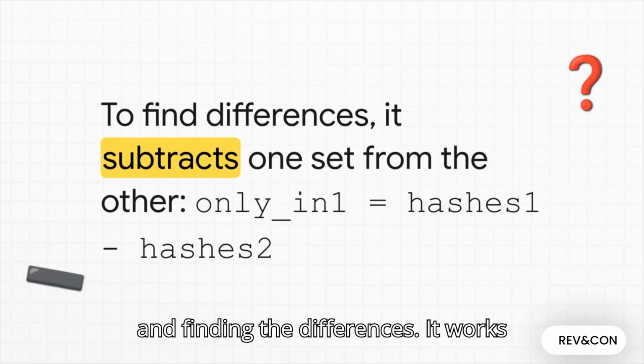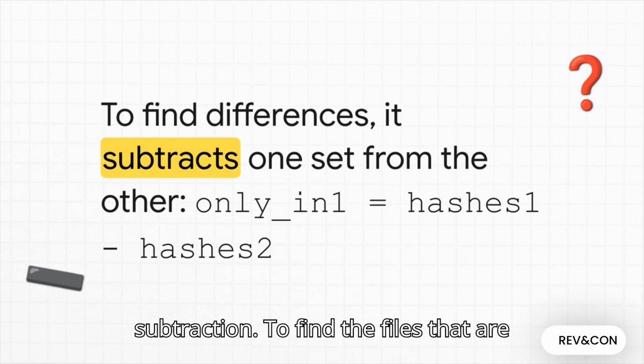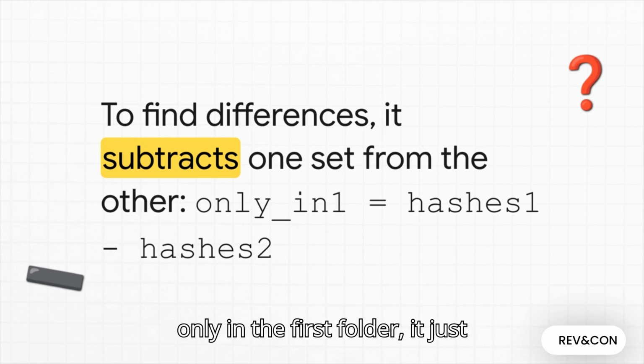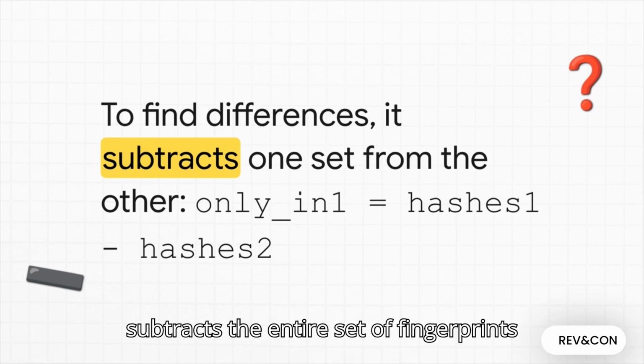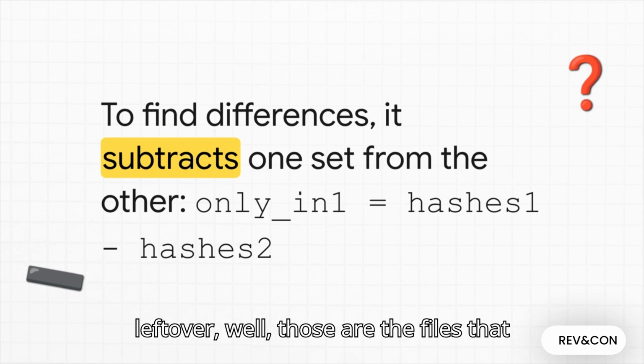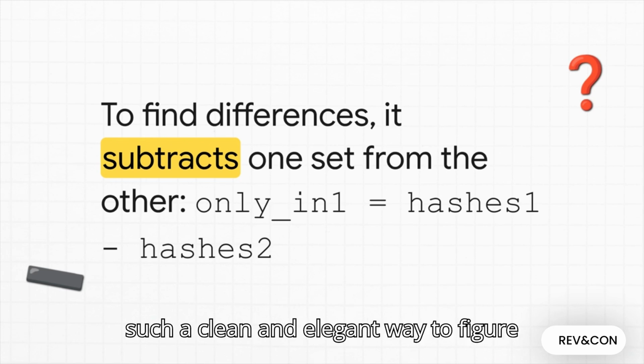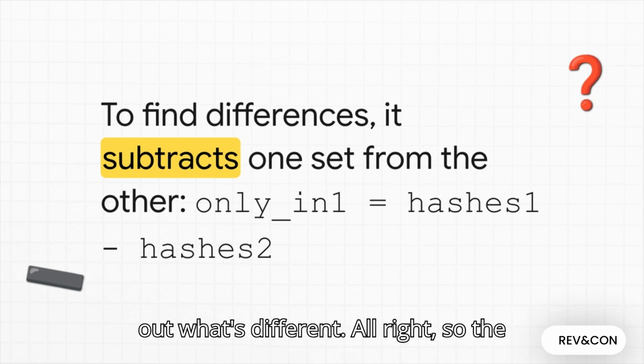And finding the differences, it works pretty much the same way, just with subtraction. To find the files that are only in the first folder, it just subtracts the entire set of fingerprints from the second folder. Whatever's left over, well, those are the files that are unique to that first location. It's such a clean and elegant way to figure out what's different.